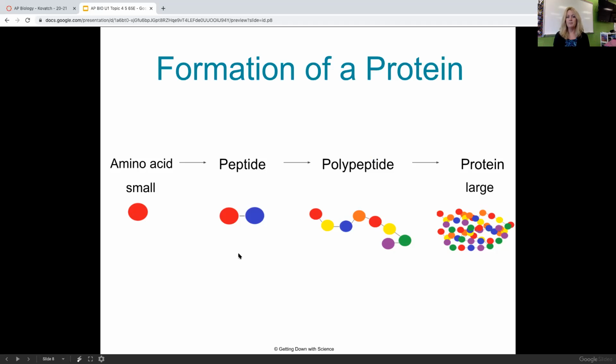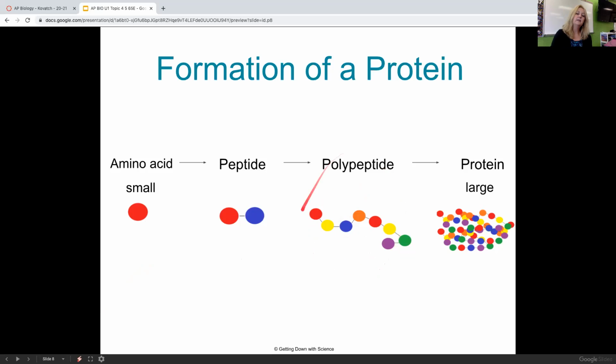That forms a peptide bond, though. It's a special name for when it's with amino acid molecules. And so we form a peptide bond. If you have a whole bunch of those, then you have a polypeptide. That's what we have here.